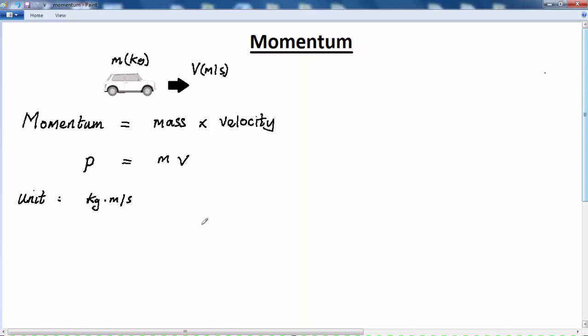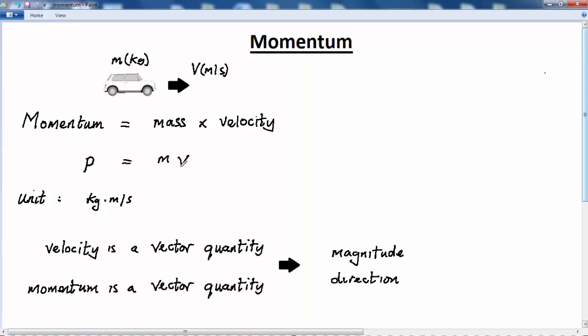Okay, now velocity is what we call a vector quantity. That's to say its direction and magnitude are important. Well, because velocity is a vector quantity, then momentum is also a vector quantity. Okay, so both the magnitude and the direction are important when calculating momentum.